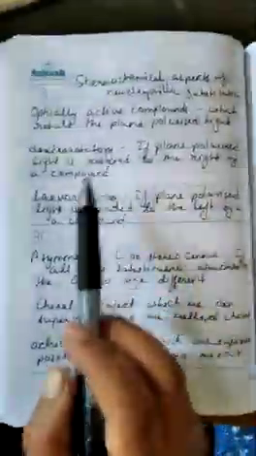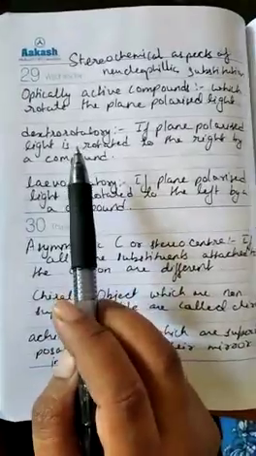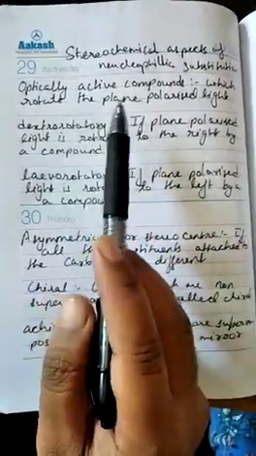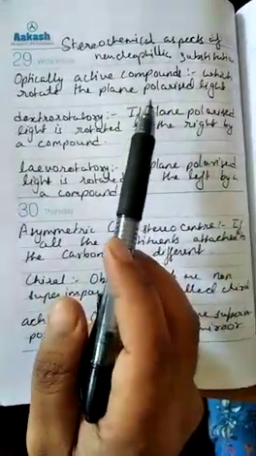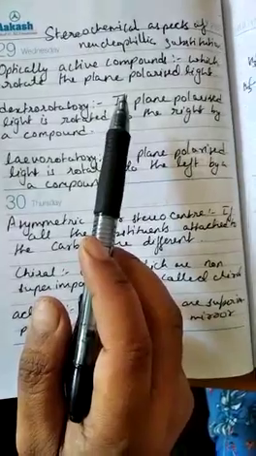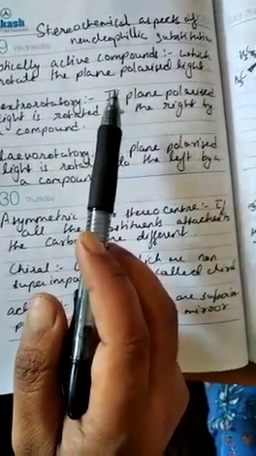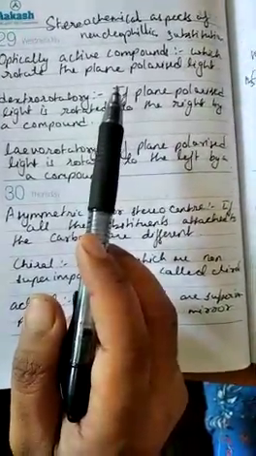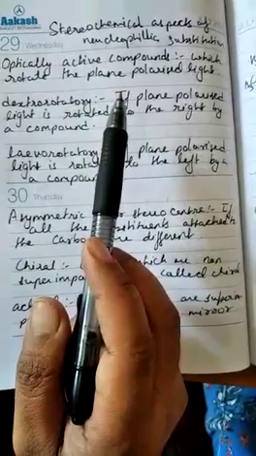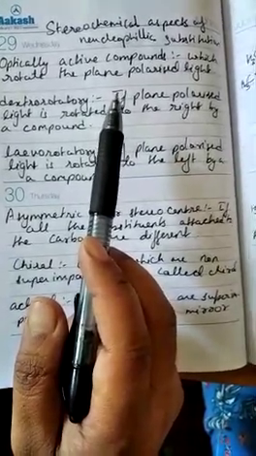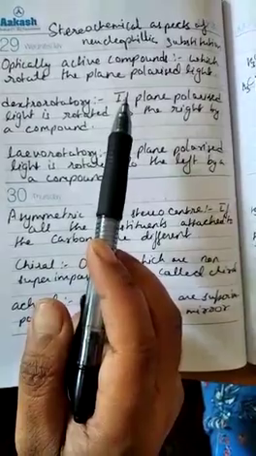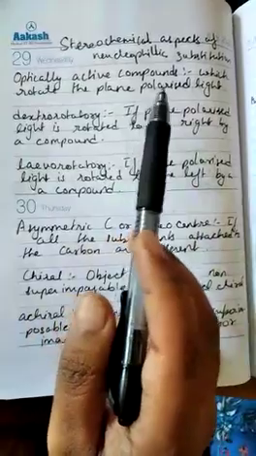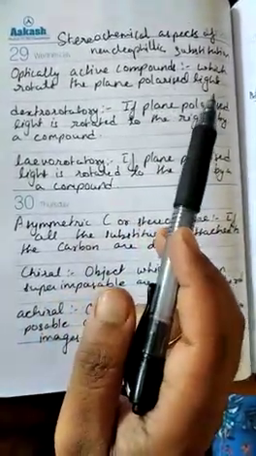Okay, so first of all, let's study some terms which are used in stereochemistry. First term is optically active compounds. Basically, plane polarized light is rotated in a different direction, either clockwise or anti-clockwise. Certain compounds rotate the plane polarized light when it passes through their solutions. Such compounds are known as optically active compounds. So optically active compounds are those which rotate the plane polarized light.